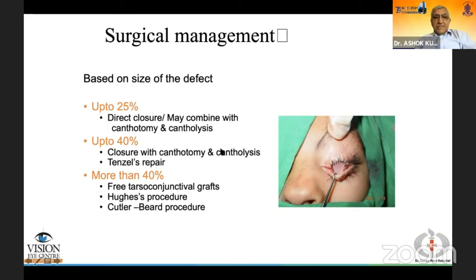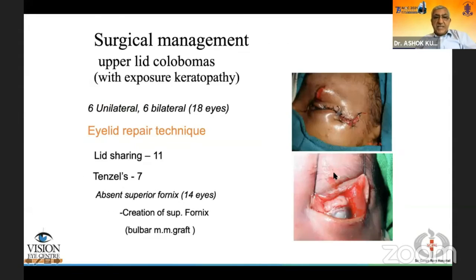And the surgical management is decided on the size of the defect. Attempt is primarily to try and do a direct closure or canthotomy closure with pens or with tensors so that pupillary axis occlusion can be avoided. But those who already have a pre-existing, extensive corneal involvement, or those who are operated late can be repaired by lid sharing techniques. Let's look at how we did these repairs.